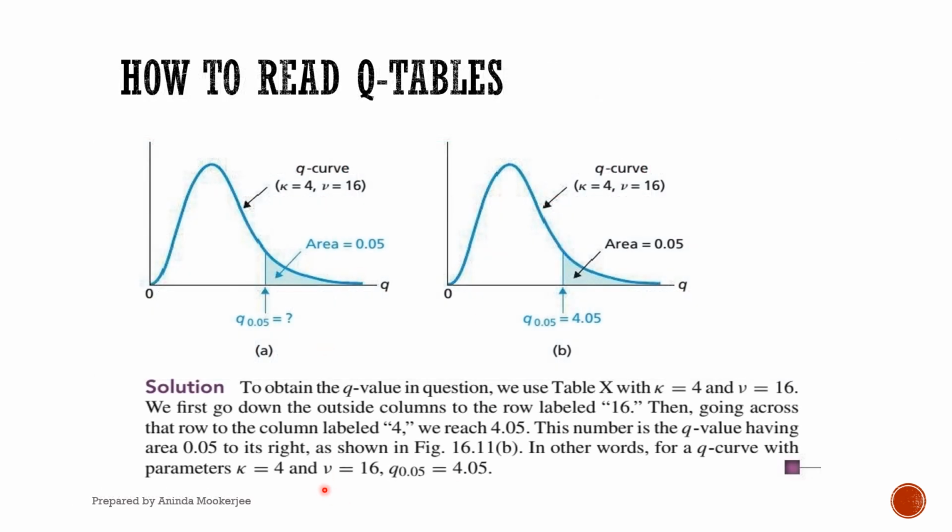Now this slide is about reading the Q tables, and it's read pretty much the same way as the F distribution. However, we need a Q table given or provided to us in order to find the Q value, but the process is the same, right?